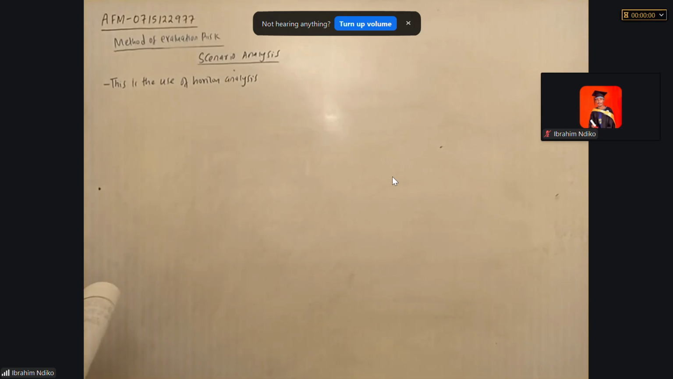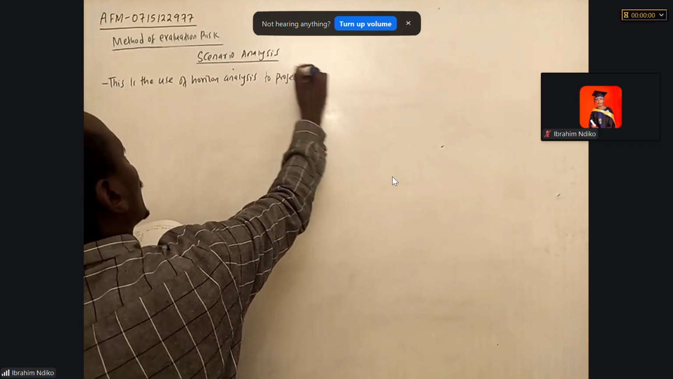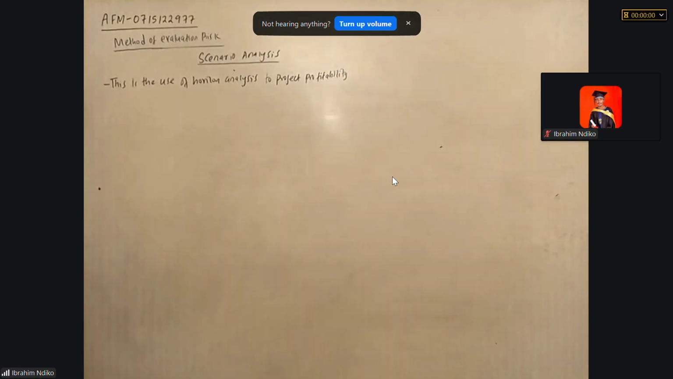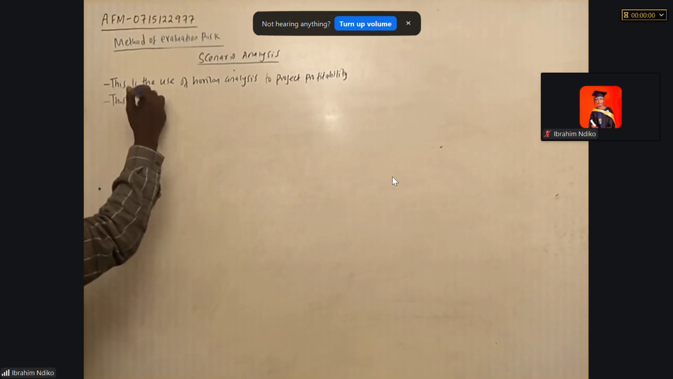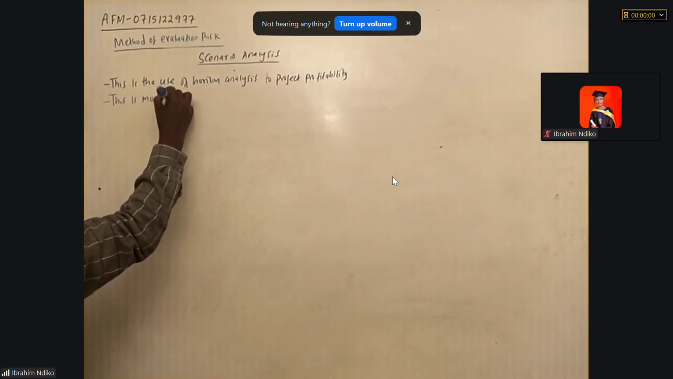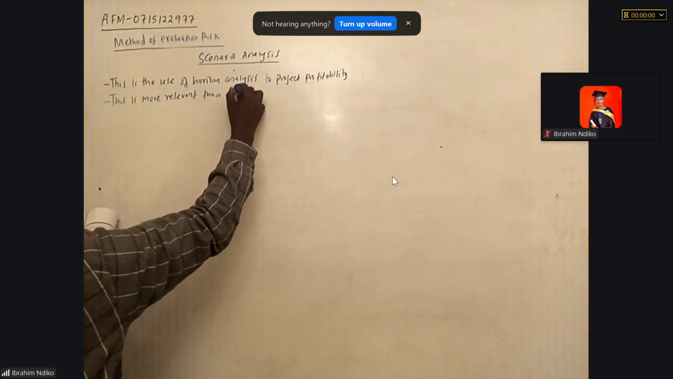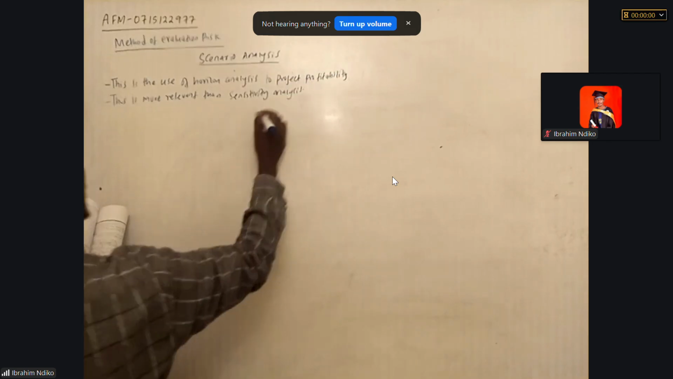Okay. So this is the use of horizon analysis to project profitability. Remember, in our case, profitability is NPV. Kwa sawa? Then we say this is more relevant than sensitivity analysis.